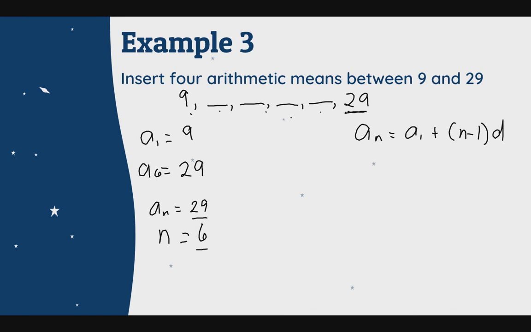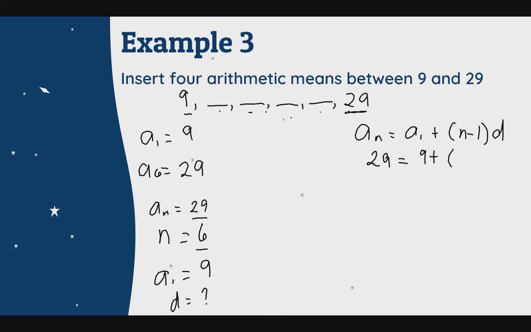Now, our a sub 1 is 9, and d is the missing variable of our equation, because when we find d, or the common difference, we will just have to add it to our first term to get the second term, and add again another common difference to get the third term, and so on. So since we now have all the data that we need, we will just substitute it into our equation. A sub n is 29 equal to a sub 1, which is 9, plus n minus 1, which is 6 minus 1, times d.